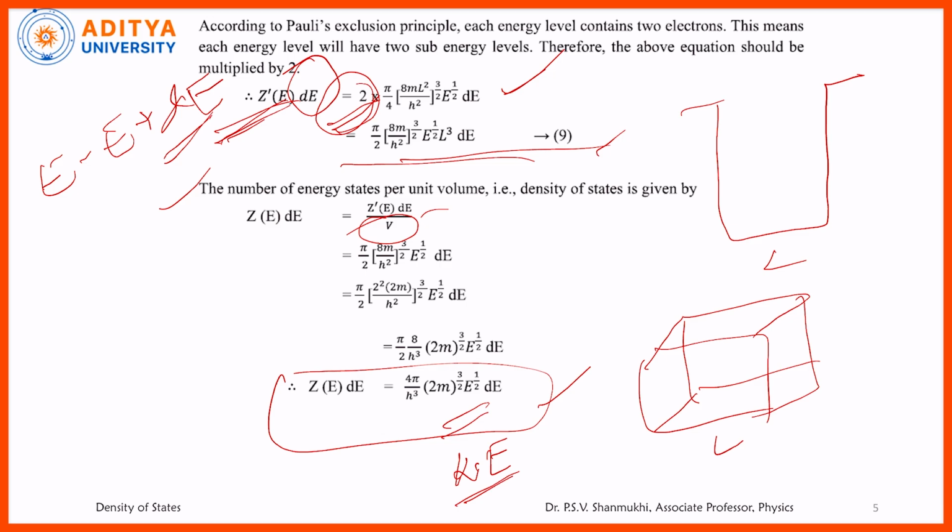But I want to get the density of states, means the number of available energy states per unit volume. Z of E dE, that is divided by volume V. So, what is volume? Where L is the side of the box or length of the box, then L cube is the volume of the box, potential box or potential well, no problem. Then dividing with L cube, finally we get Z of E dE is equal to the final expression 4 pi by h cube (2m) whole power 3 by 2 E power half dE. This is the expression for density of available energy states.